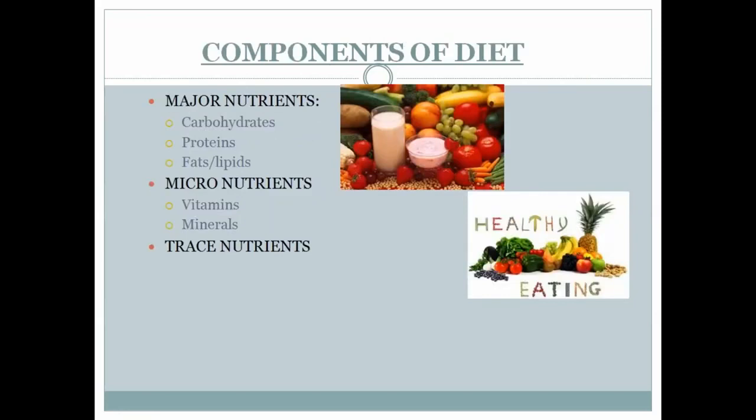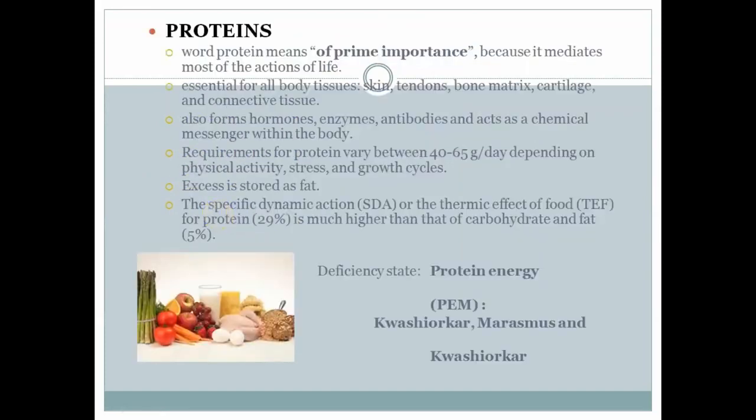So this is a very basic chapter. This we have seen in our early years, maybe first year, and even in our early school life. The major nutrients, micronutrients and trace elements: carbohydrates, proteins, fats, vitamins, minerals and trace elements. So proteins, we know it is very important. I'm not going into much detail about proteins because it is a very simple topic. There is not much explanation required.